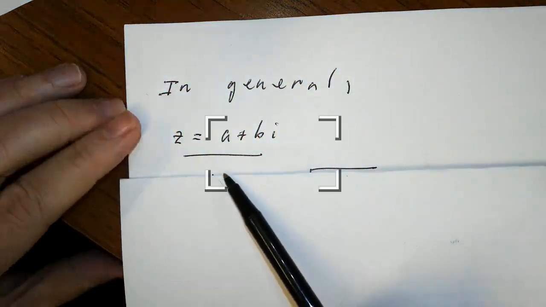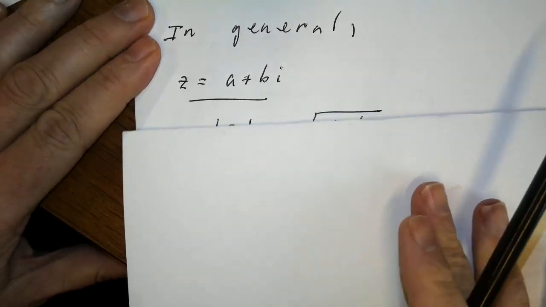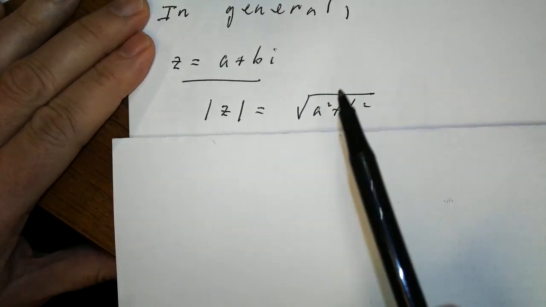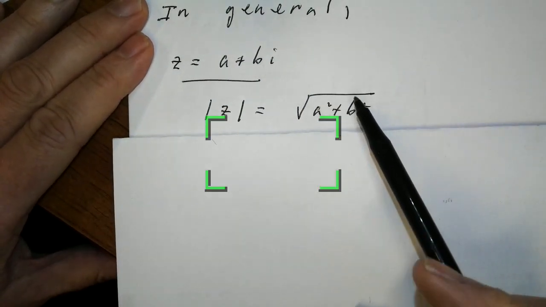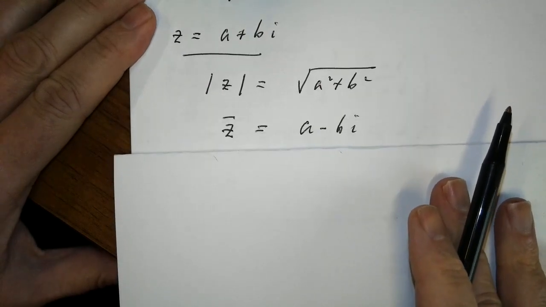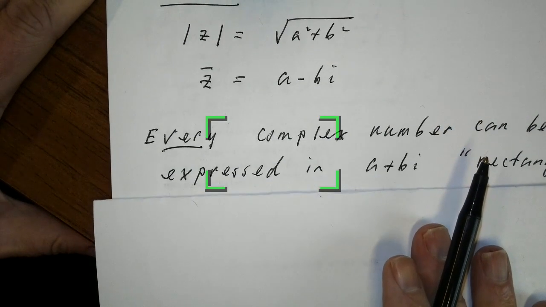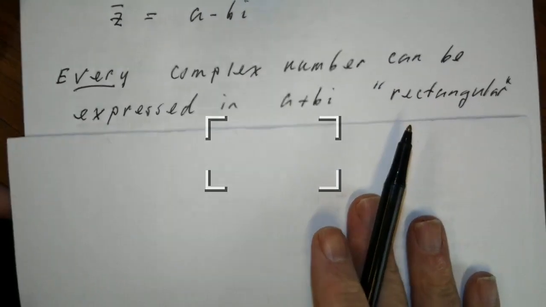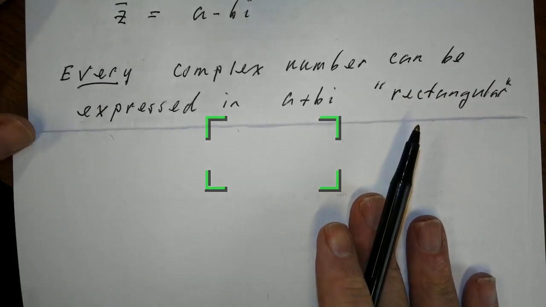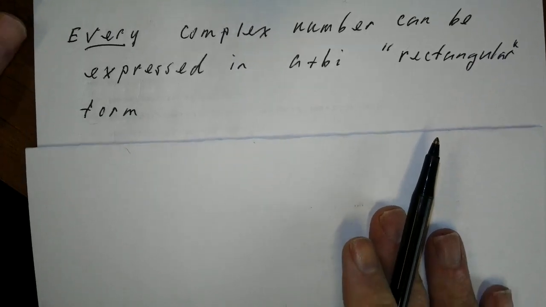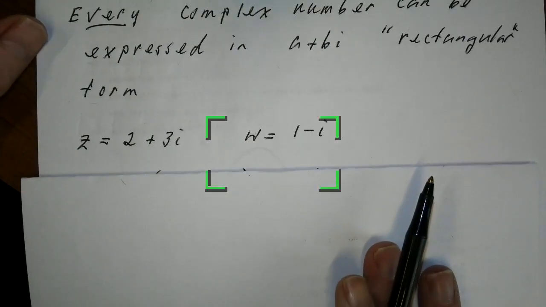In general, if we have a complex number a plus bi, the modulus of z is the square root of a squared plus b squared, and the conjugate of z would be a minus bi. Every complex number can be written in the a plus bi, or what we call the rectangular form. Let's take a look at a couple examples.